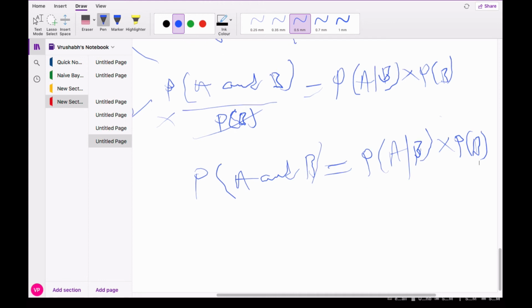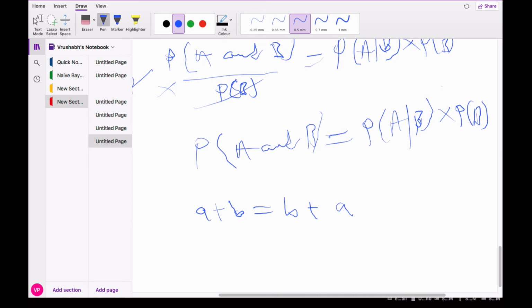Now, as I said, if we have A plus B, it's the same thing as writing B plus A. So if you're saying A and B, A and B is the same thing as writing B and A.